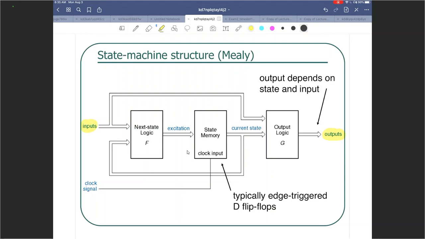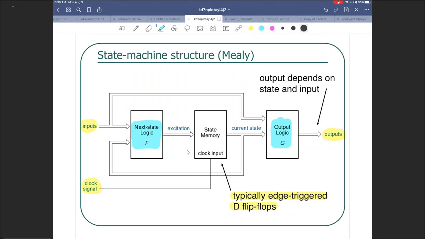All the flip-flops are triggered by a master clock signal. Typically edge triggered D flip-flops because the design tends to be very simple in this case. Then you may have a combinational logic before and after the flip-flops. So you may have a combinational logic block, we are calling that F, before the flip-flops, and you may have another combinational logic block over here after the flip-flops.